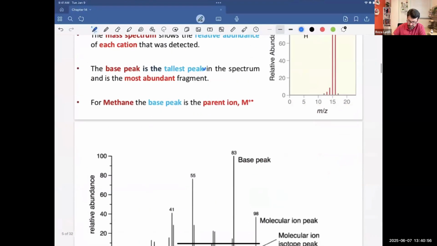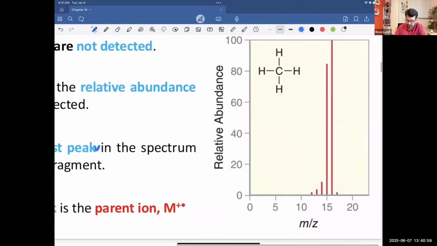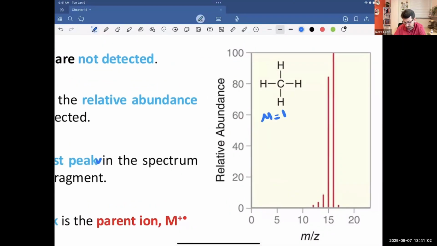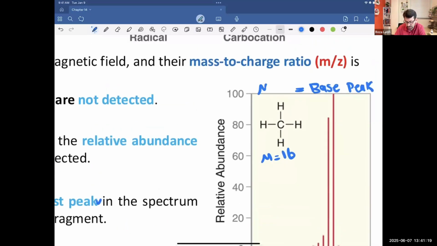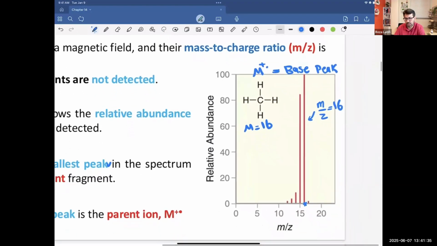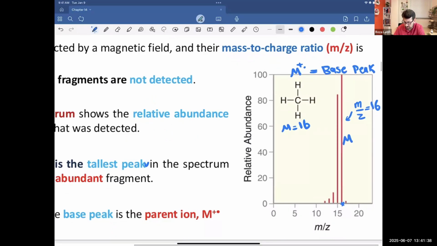Okay, so I said we have a compound whose molar mass is equal to 16, and I got a base peak that has M over Z equal to 16. So in this case, my base peak is equal to my molecular ion, and these two are equal. And the molar mass for this, or M over Z, is equal to 16. Okay, and again, we're going to show this one by M. So M plus dot stands for molecular ion.